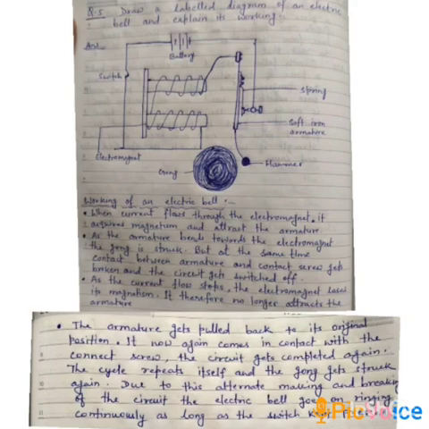The cycle repeats itself and the gong gets struck again. Due to this alternate making and breaking of the circuit, the electric bell goes on ringing continuously as long as the switch is kept pressed. In this way, students, we have completed all the questions of exercise E.